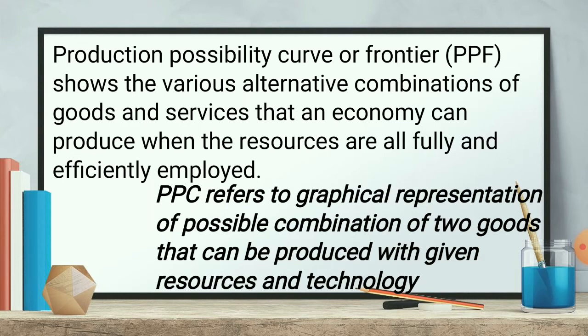If we say it in an economic way, what is the definition of production possibility curve? PPC refers to the graphical representation of... Now the keywords to learn the definition I am giving you here: graphical representation, that is important, you can underline. PPC refers to graphical representation of possible combinations of two goods. Another underlining phrase is possible combination of two goods that can be produced within given resource and technology.